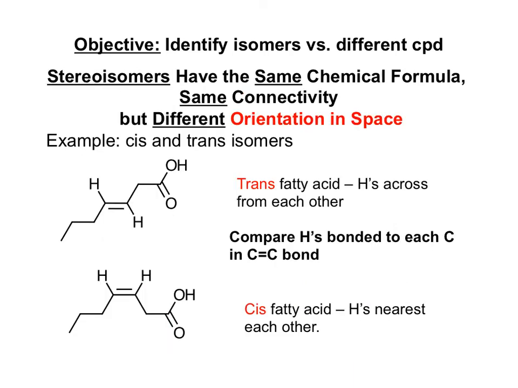Another type of isomer are called stereoisomers. Stereoisomers have the same chemical formula, same connectivity, but a different orientation in space. One example are cis and trans isomers. You've heard of trans fats. In trans fats, the 2 H's in the alkene are on opposite sides of the double bond. In a cis fat, the 2 H's in the alkene are on the same side of the double bond.